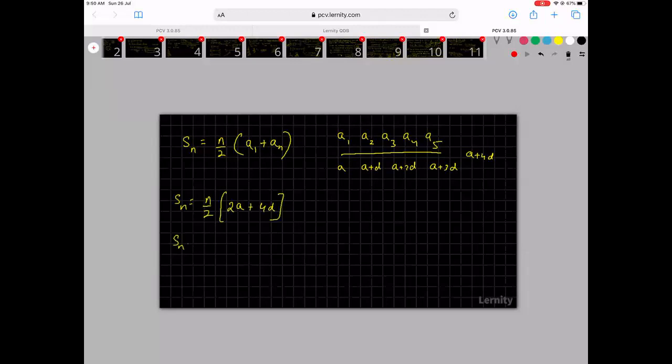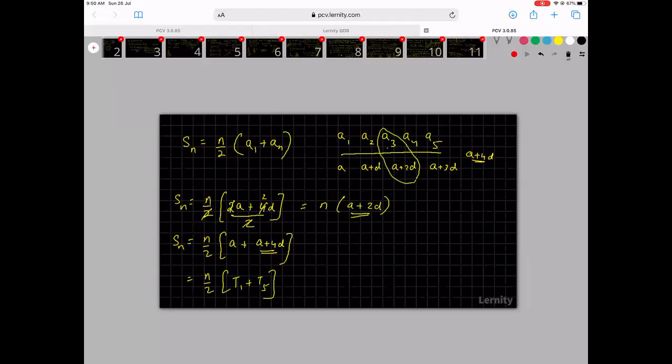So now I can write Sn is equal to n by 2 into (2A plus 4D). Now what is this A plus 4D? That is the fifth term. So I can say it is n by 2 into (t1 plus t5). This is one way of saying. Now suppose I take the 2 inside, this will get cancelled and this will become 2D. So this is equal to n into (A plus 2D). Now what is this A plus 2D? If you see, it is the middle term. So it is equal to n into t middle.